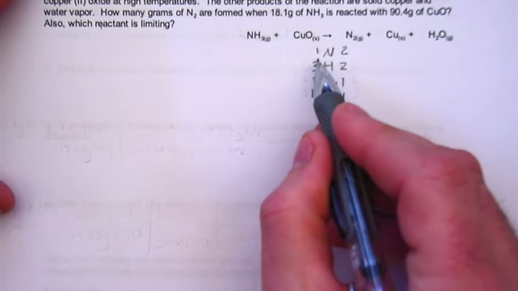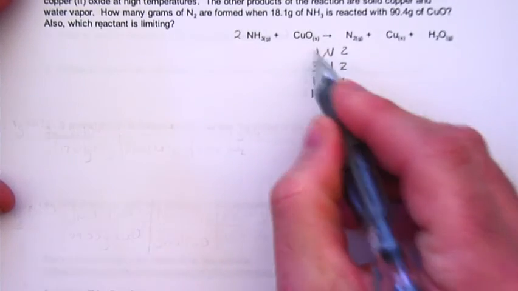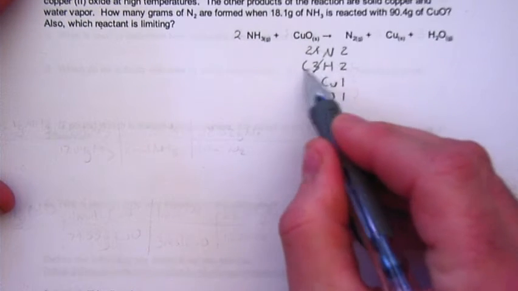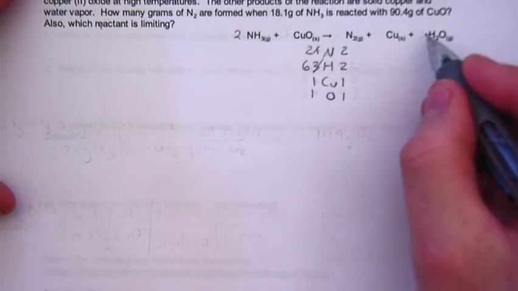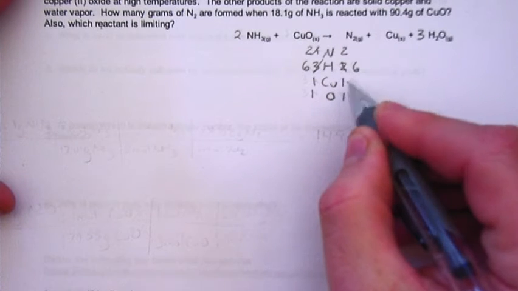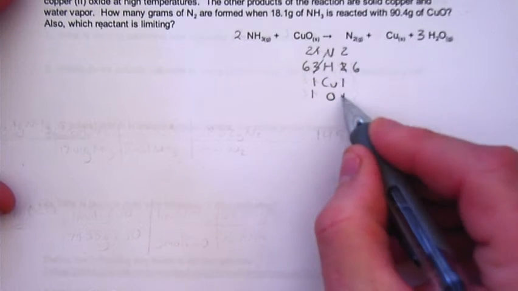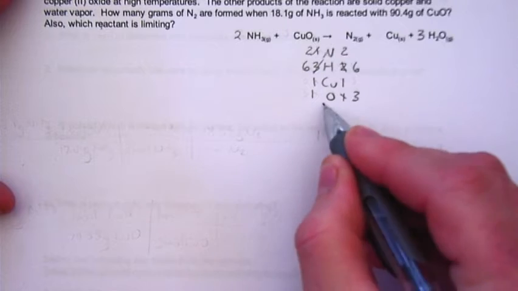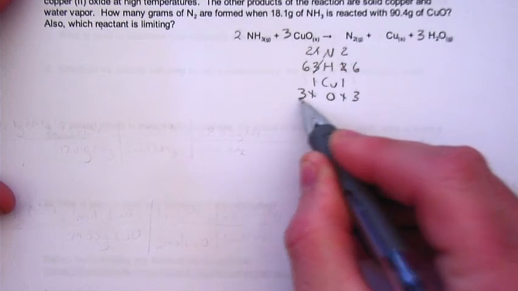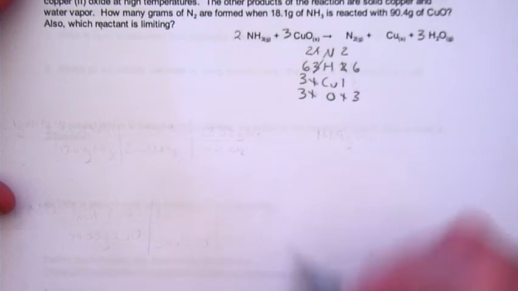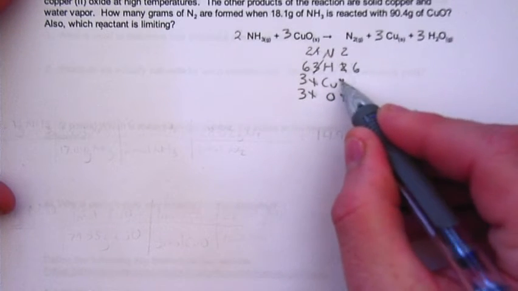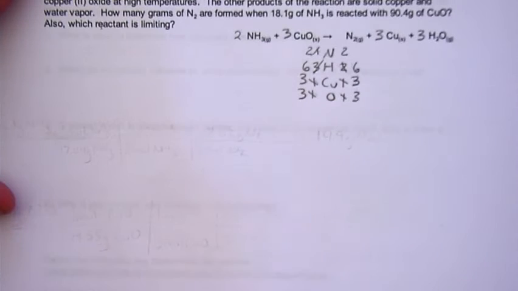For nitrogens, we need 2 on the left, so we put a 2 in front of the ammonia. That also gives us 6 hydrogens. On the right, we put a 3 in front of the water, which gives us 6 hydrogens, but also 3 oxygens. So we balance the oxygen by putting a 3 in front of the copper 2 oxide. That also gives us 3 copper. Finally, we put a 3 in front of the copper on the right, and now it is balanced.